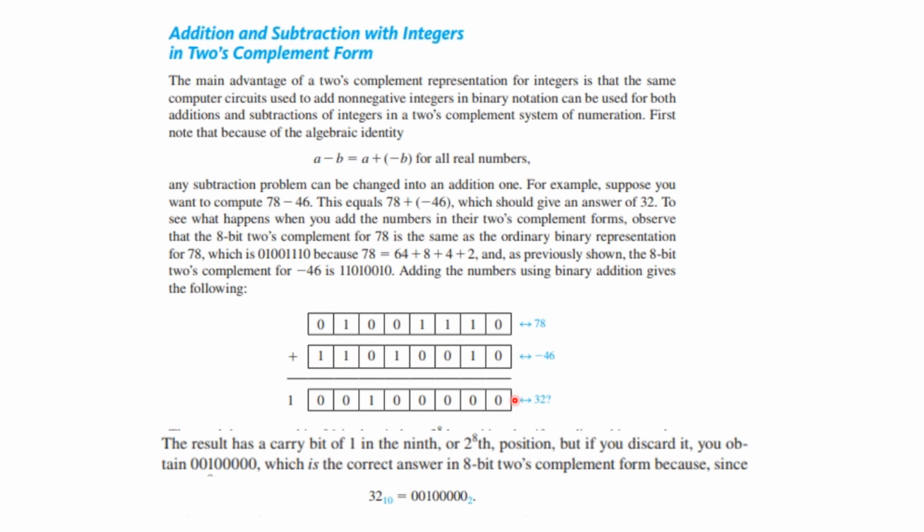So now we add them. What happened is you do get a 1 out here, but we just discard that because that is outside of the range. But if you discard it, what's left is this, which is, let's see, 1, 2, 3, 4, 5, 6. That is 2 to the 5th power, which is 32, which is the correct answer.